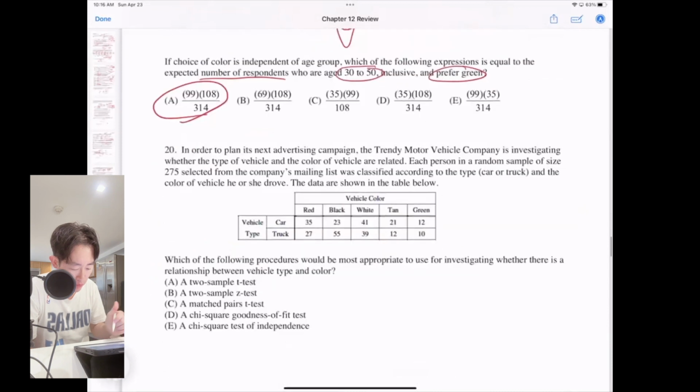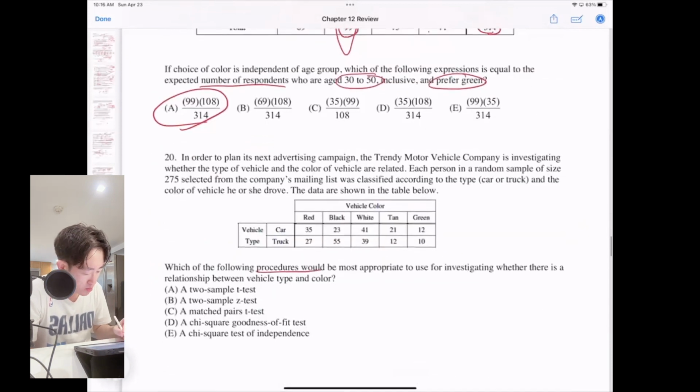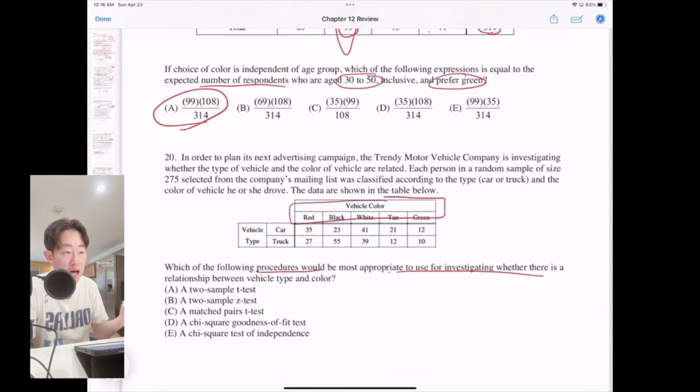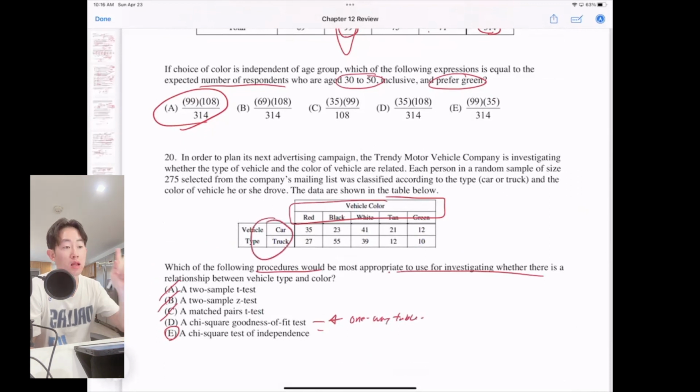Very easy stuff. Which of the following procedures would be most appropriate to use for investigating? So remember, we have different types of categorical things. I mean, we have a two-way table. It's not going to be any of these. So is it going to be goodness of fit versus independence? Obviously E, because goodness of fit is always a one-way table, and we clearly have a two-way table, and we have one random sample, which is vehicle type. We'll just get all the vehicles. So this one here should have been E, number 20.